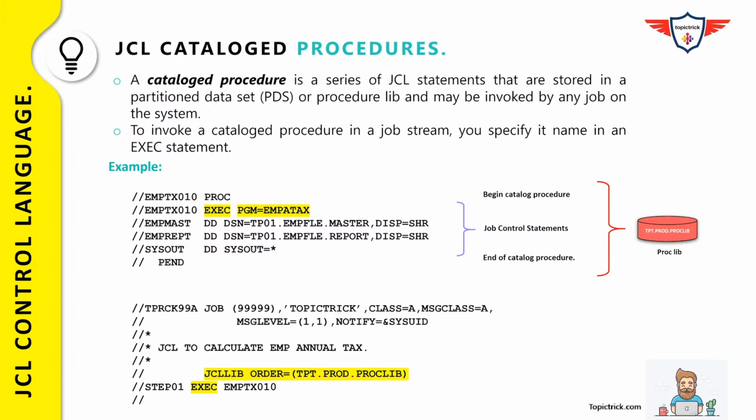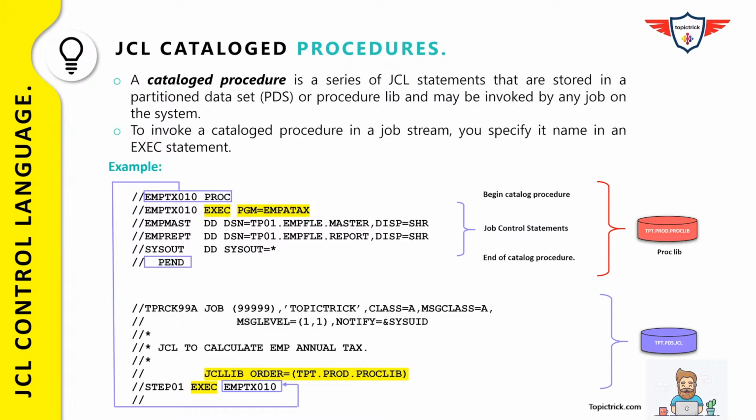So whenever you create a catalog procedure and you store it in your personal PDS, then you should always use JCLLIB before invoking that catalog procedure. Otherwise, the job will fail because the system by default tries to look for your catalog procedure in the system library, that is sys1.proclib. And always remember that the JCLLIB statement should be specified after the job statement and before the first execute statement, the way I have done in this particular JCL.